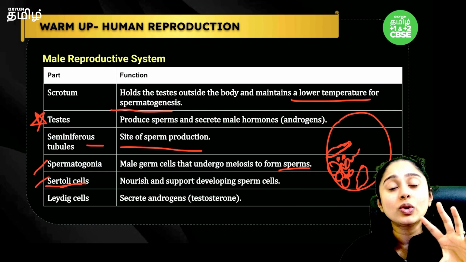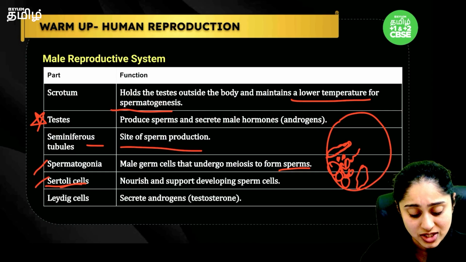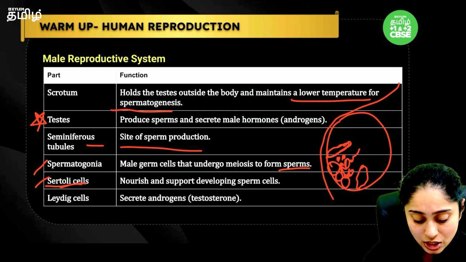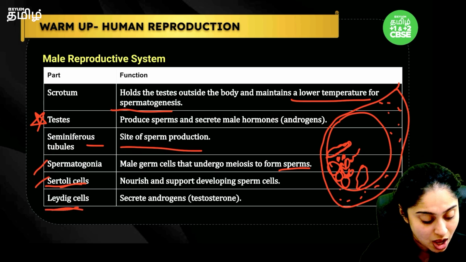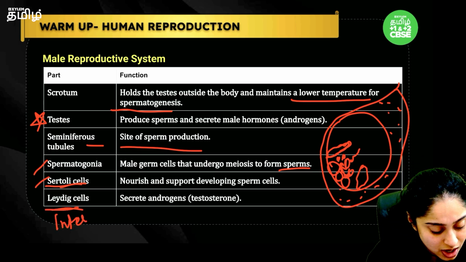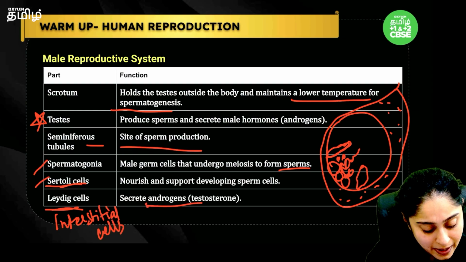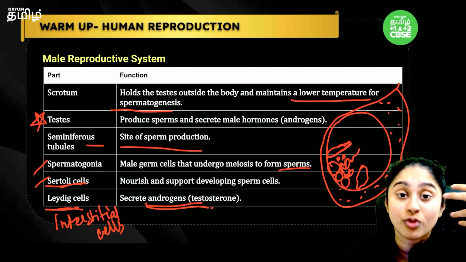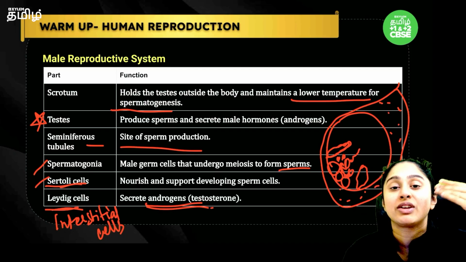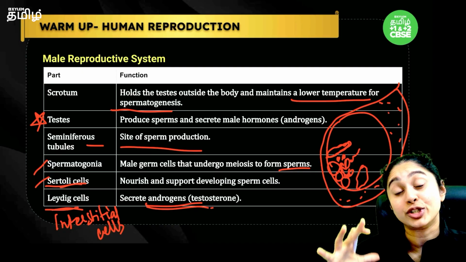Now when you look at the lobes, just next to these seminiferous tubules we have some small cells called the Leydig cells or the interstitial cells. The interstitial cells secrete some hormones. These hormones are important not only for spermatogenesis but also for giving the secondary sexual characters in males. So this is all about your testis.